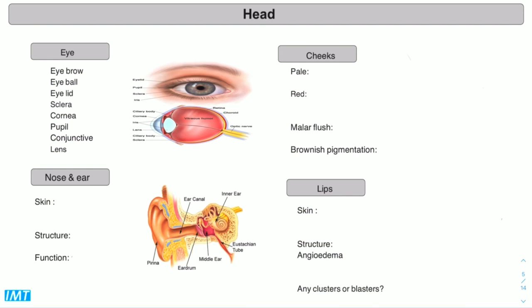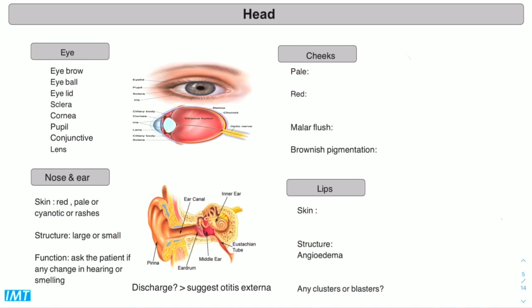Next, we examine the nose and ear. Here we're looking for any abnormalities in the skin, structure, and function. For skin, we look if there is redness, paleness, cyanosis, or any other rashes. For structure, we look if it's large or small, and we ask the patient more questions about it. For function, we ask the patient if there is any change in hearing and smelling. If you look and there is a discharge from the ear, this suggests otitis media, with further examination.